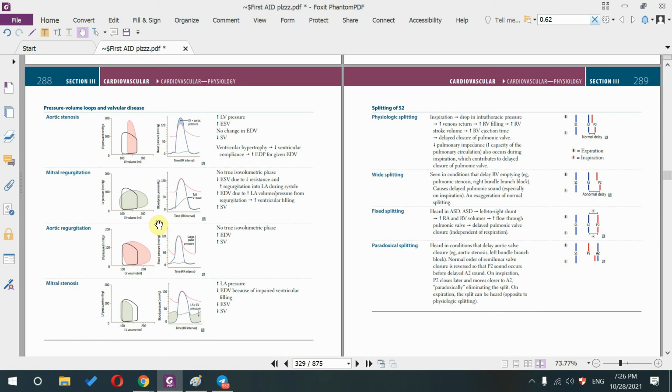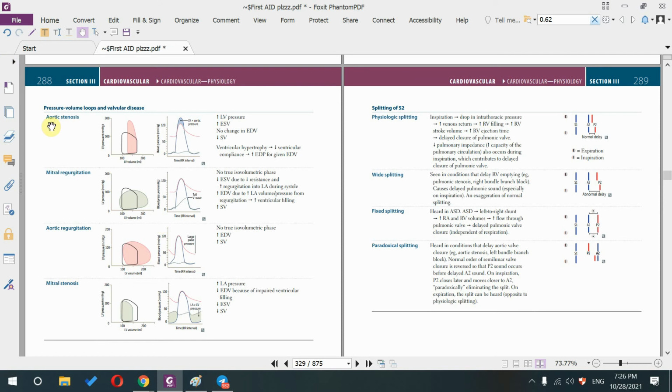So we have pressure volume loops and valvular disease. So, okay, what is the idea here? First of all, why in First Aid do they only mention the mitral and the aortic stenosis graphs? Why do they not mention the tricuspid and the pulmonic valves? Here is the idea, guys. Remember when I told you I wrote that thing about the heart sounds, and I told you that the left side is exactly the right side?